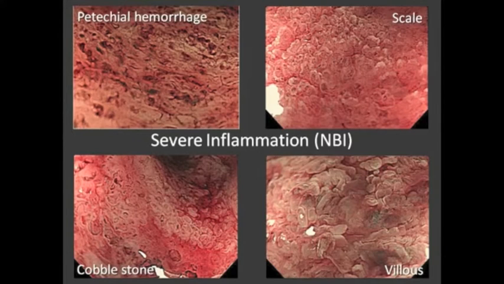In severe inflammation mucosa, dimple signs and a fine regular network of microvessels disappear, and various types of microvessels and mucosal structures can be seen. For example, petechial hemorrhage, scales, cobblestones, or villous structures. In all cases, we could see these findings more clearly when magnifying endoscopy with NBI was used.